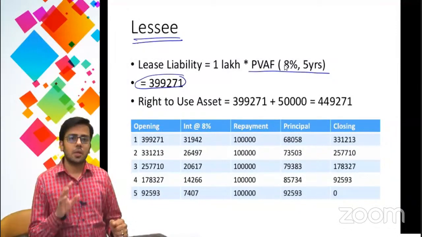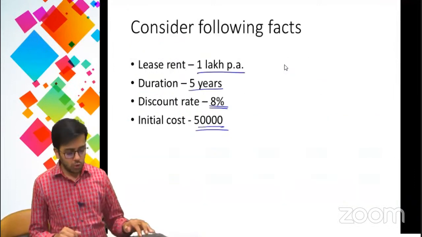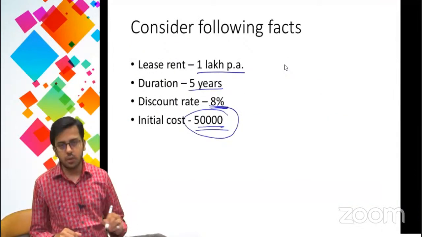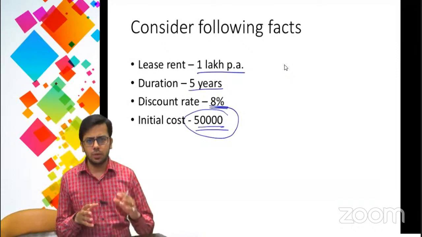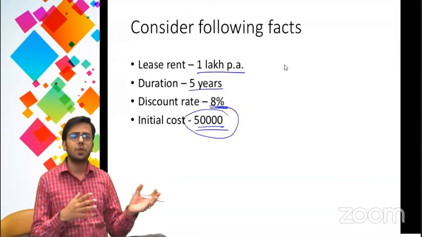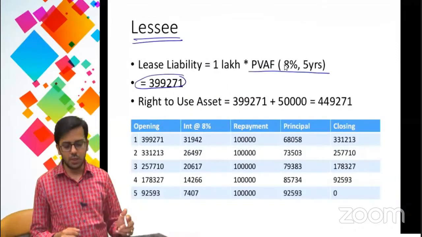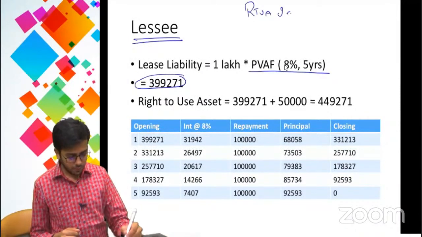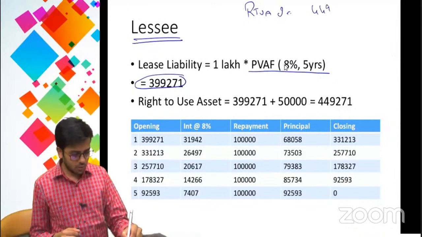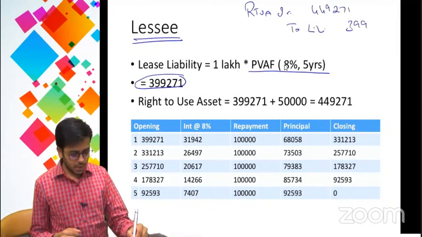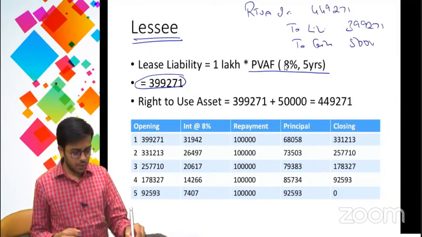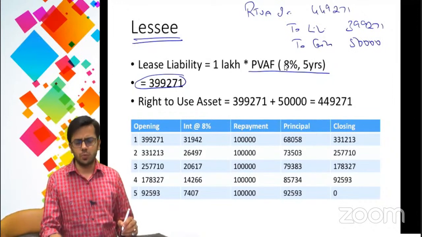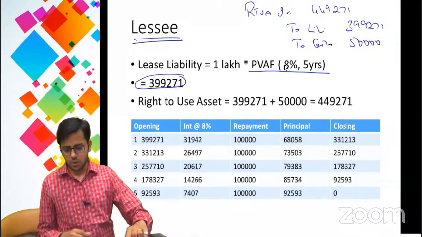Okay. Now, right to use asset will also include any transaction cost incurred earlier. Any transaction cost that you incur. So 50,000 is the transaction cost. This 50,000 will also be included in right to use asset. So if I tell you the journal entry, it will be right to use asset debit 4,49,271, to lease liability 3,99,271, to cash 50,000. You have paid the initial transaction cost of 50,000 rupees. So that is what the journal entry is going to be.